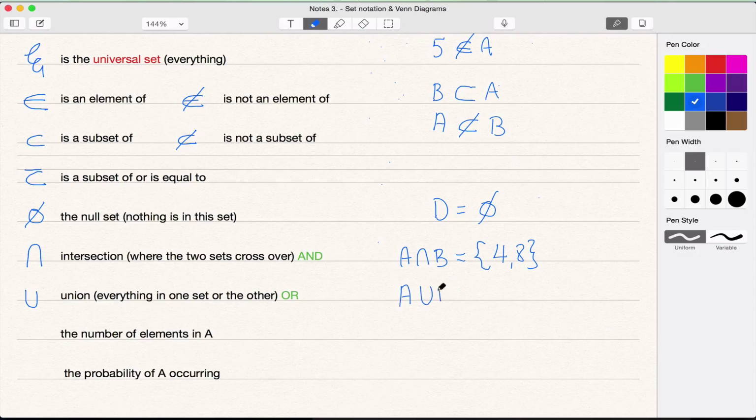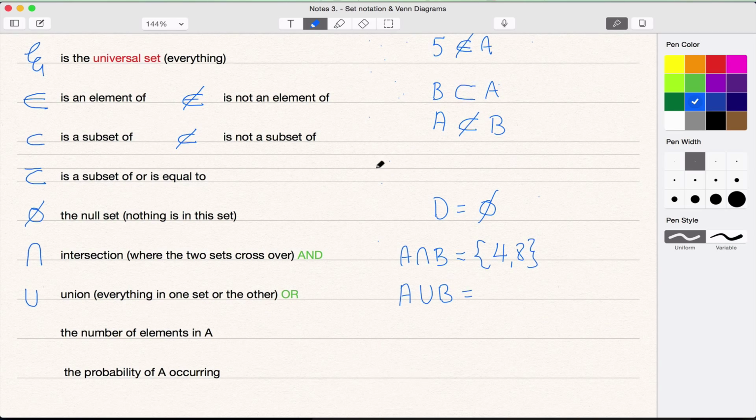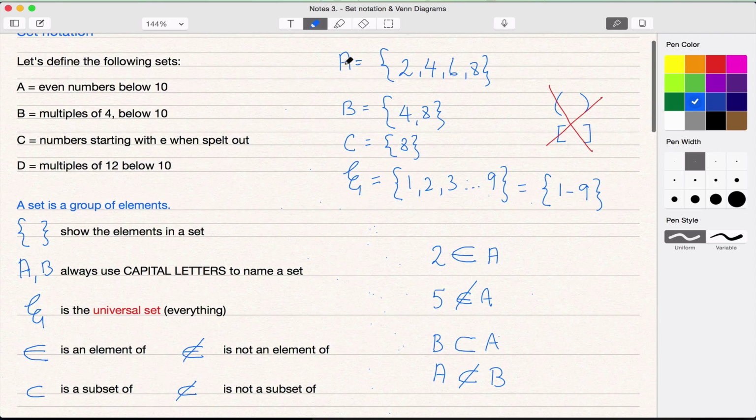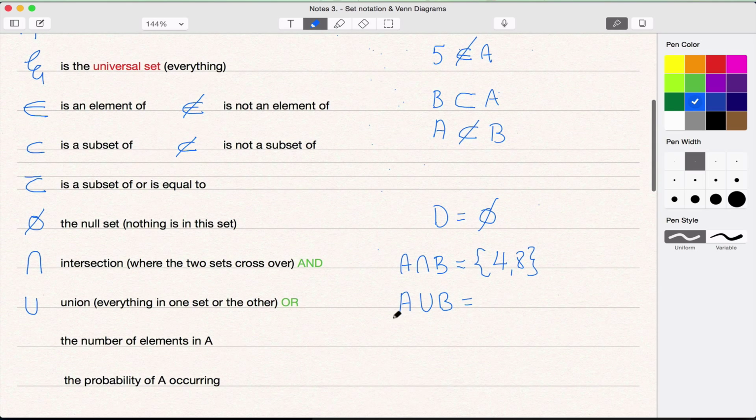A union B. Anything in A or B. So really all you do is you list everything in A and everything in B. We don't need, in this situation, these two things are already in A, so we just list what's in A, because we don't need to list the 4s twice and the 8s twice. So in this situation, A union B, everything in A or everything in B is 2, 4, 6, 8.